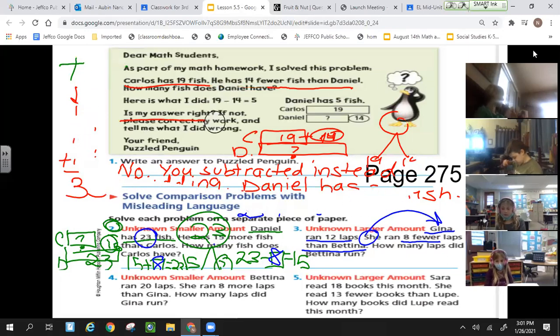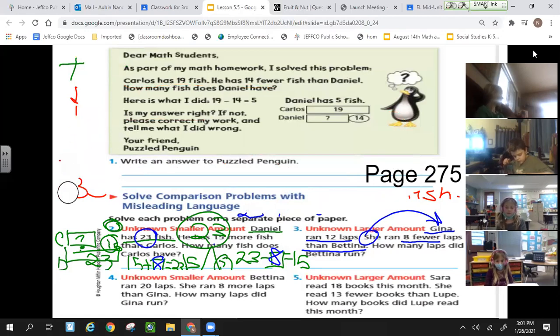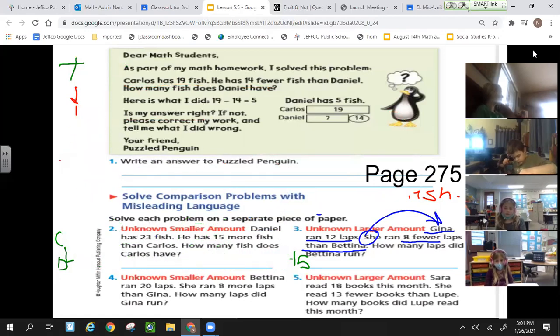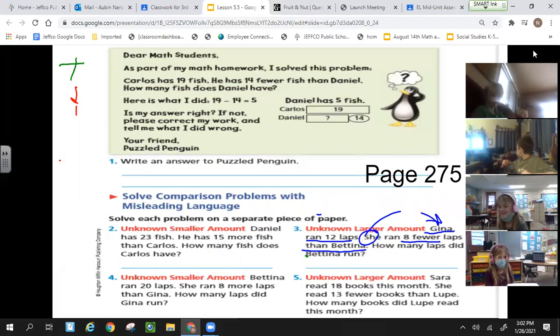I think Bettina ran more laps because she ran 12 laps. Okay, but it says Gina ran 12 laps, and Gina ran 8 fewer. Those 12 laps are fewer than Bettina's. Bettina ran like 20. Bettina ran the most, right? Okay, so let's make our bar. We know Bettina has the most.